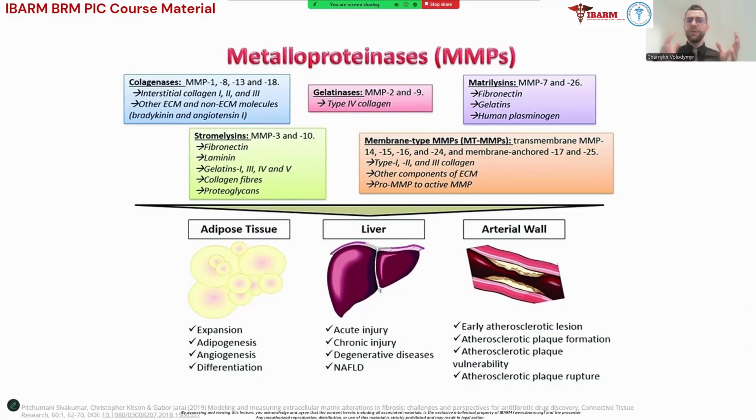A few words about the matrix metalloproteinases, or collagenases. Currently, there are 24 known MMPs identified in vertebrates, including 23 in humans. Their activity is low in normal conditions, but increased during repair or remodeling processes and in diseased or inflamed tissues.